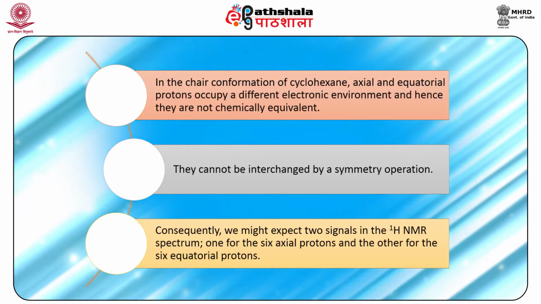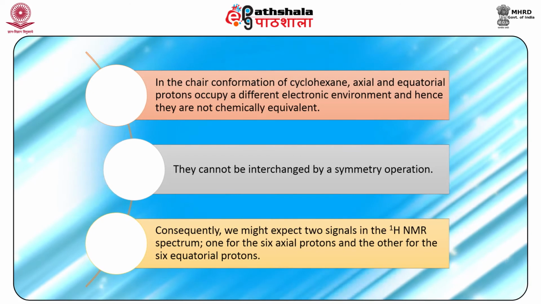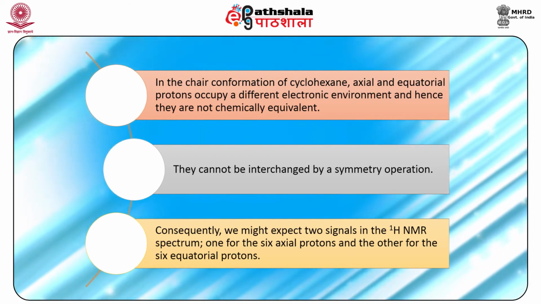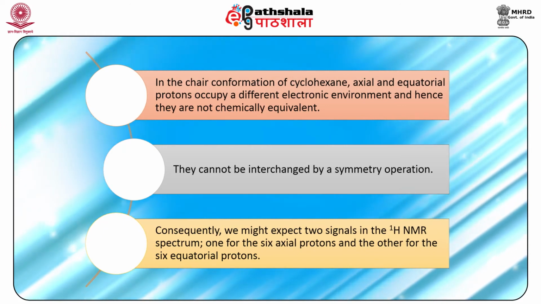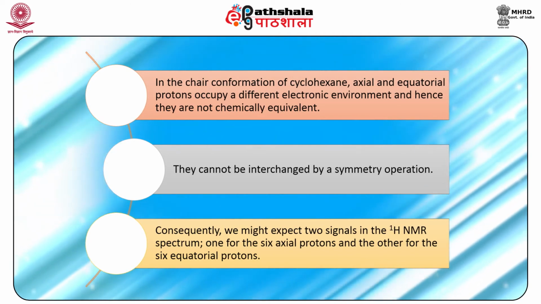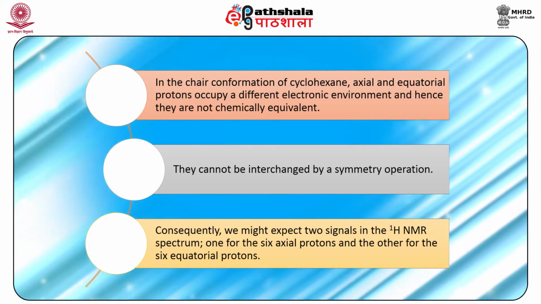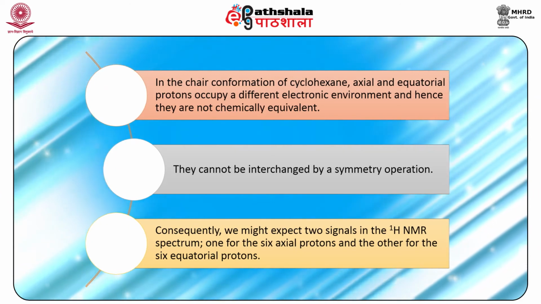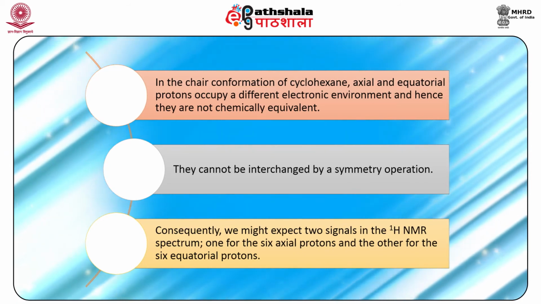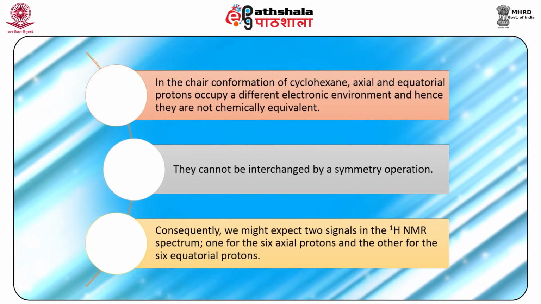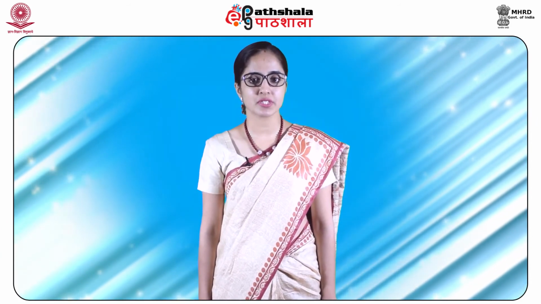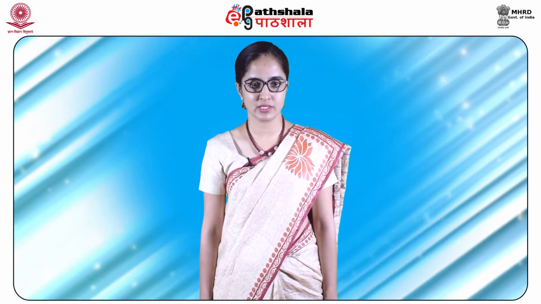In the chair conformation of cyclohexane, axial and equatorial protons occupy a different electronic environment and hence they are not chemically equivalent. They cannot be interchanged by a symmetry operation. Consequently, we might expect two signals in the proton NMR spectrum, one for the 6 axial protons and the other for the 6 equatorial protons. But the proton NMR spectrum of cyclohexane exhibits only one signal.